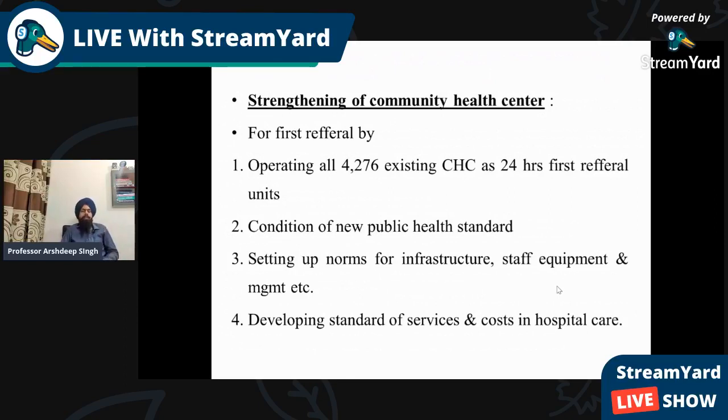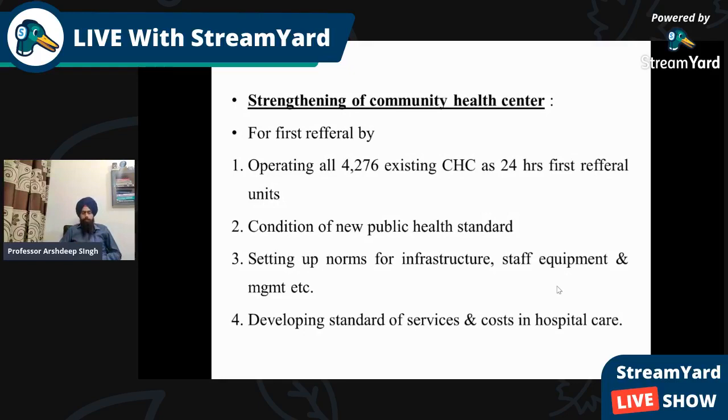The third point is the strengthening of the community health center. That is the third and an important one. Each community health center covers a population of 80,000 to 1,20,000. That is the population covered by a single block in an area. A block is of 100 villages, and there is an in-charge, the block development officer. So the population covered by a block is similar to the population covered by a community health center. For 100 villages, there should be the provision of a single community health center.